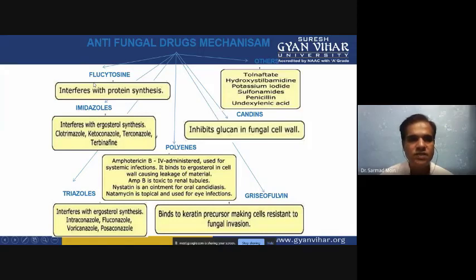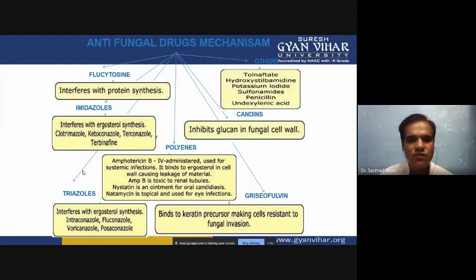First is flucytosine, which interferes with protein synthesis. Imidazoles interfere with ergosterol synthesis: clotrimazole, ketoconazole, tioconazole, and terbinafine. These are all imidazoles. Then triazoles interfere in ergosterol synthesis as well: itraconazole, fluconazole, voriconazole, and posaconazole are types of triazoles. Then polyenes are there.